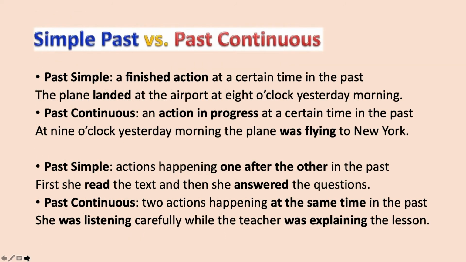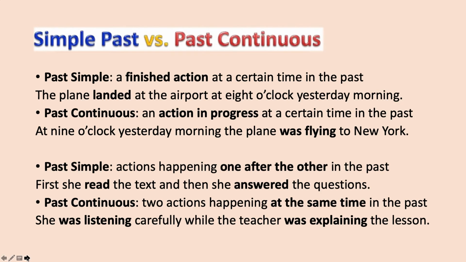Now, what's the difference between the past simple and the past continuous? The past simple is used for a finished action at a certain time in the past. So we say the plane landed at the airport at 8 o'clock yesterday morning, and that's finished, it landed. But we use the past continuous for an action in progress at a certain time in the past. So for example, at 9 o'clock yesterday morning, the plane was flying to New York. That was in progress. It wasn't finished, it was in progress.